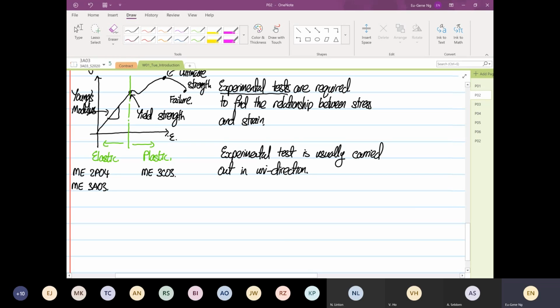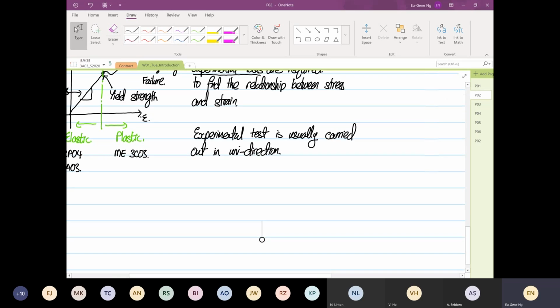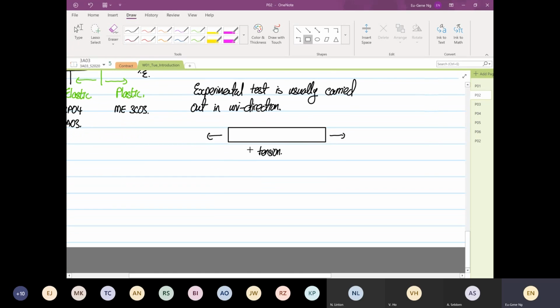Okay, so unidirection, what do I mean by uni? Uni means one. So unidirection means one. Okay, so this is our material. It can be in tension, or it can be in another configuration. It can also be in compression, or there's another configuration.